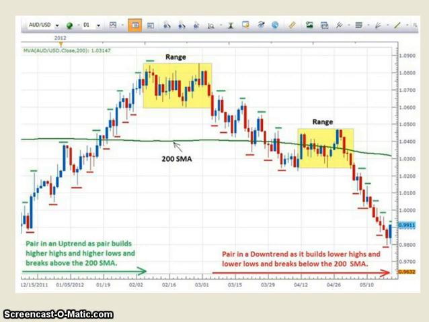Number 2, as price action begins to move closer and closer to the 200-period simple moving average, the closer it gets to it, the more likely that we are looking at a potential trend change. Once price action trades through the 200-period simple moving average and closes below it, that's a very compelling piece of data that the trend, in fact, has changed.